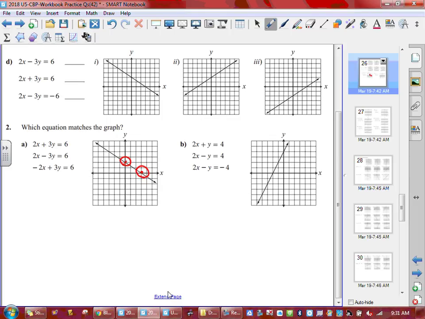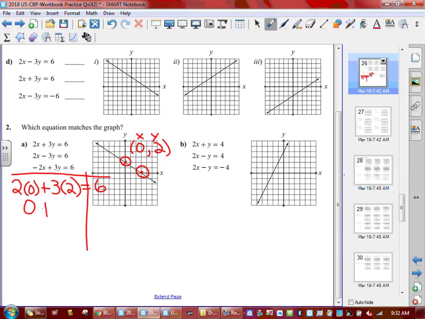For number 2, which one matches? I'm going to pick the point right here, sorry, 0, 2. So that's my X and my Y. Now I'm going to do it for all three of these equations. I would go 2 times 0 plus 3 times 2 equals 6? What's 2 times 0? 0. So we get 0 plus, what's 3 times 2? 6. Does 6 equal 6? Yes. So this one worked.